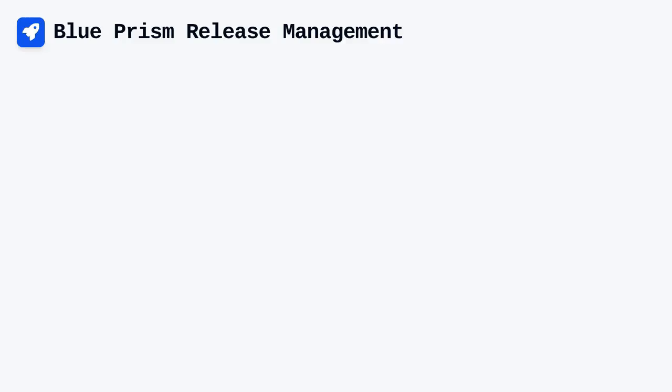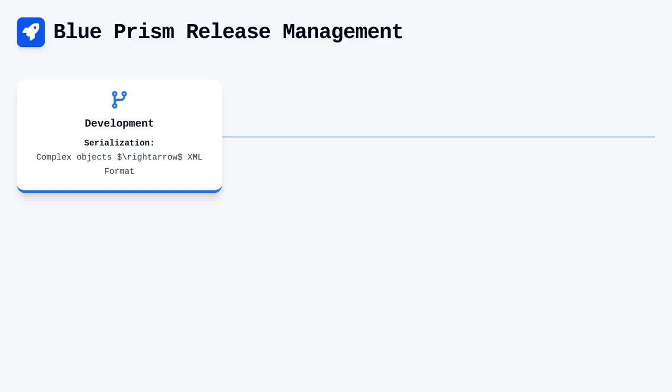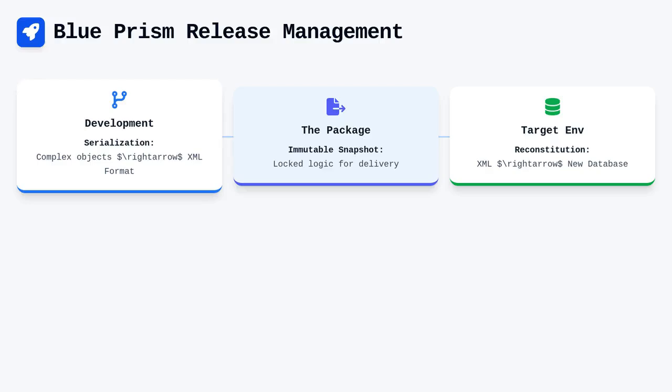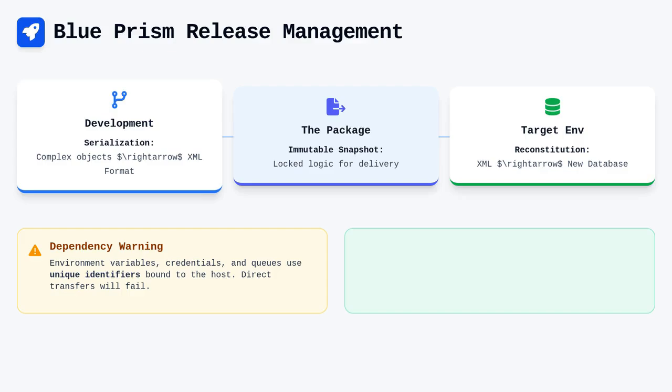When we move a Blue Prism release package from a development environment to testing or production, we are essentially serializing complex objects into an XML format and reconstituting them in a new database. This process is rarely as simple as a direct file transfer because the underlying dependencies, such as environment variables, credentials, and work queues, carry unique identifiers that are bound to the host instance.